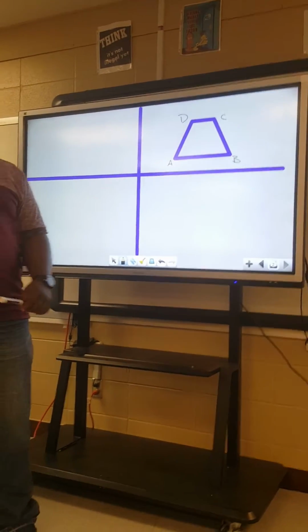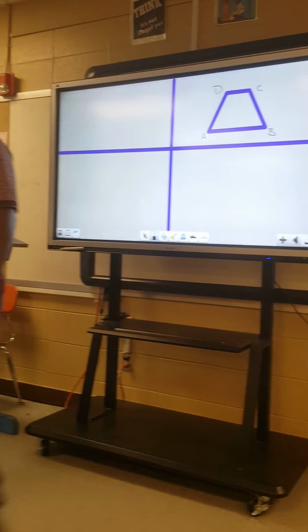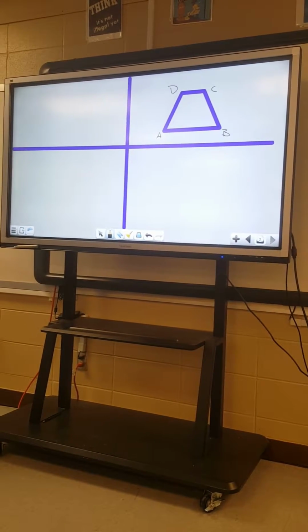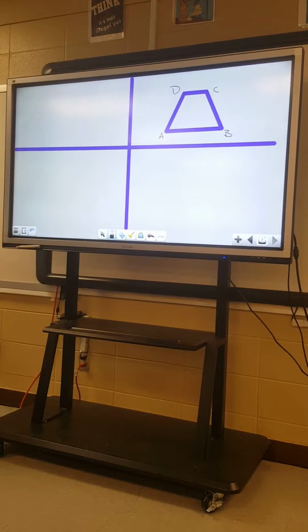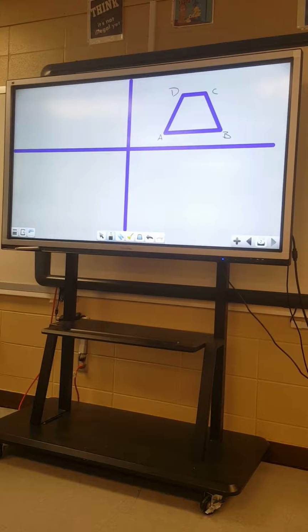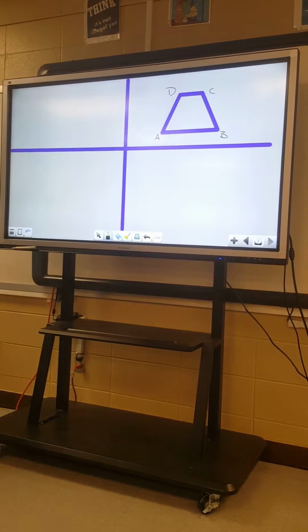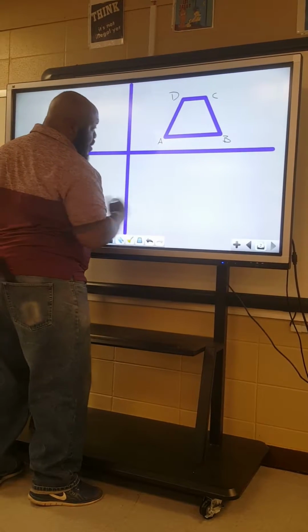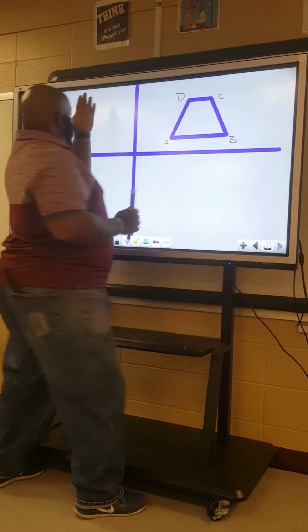Now I want to reflect figure ABCD across the y-axis. So which one is the y-axis? The y-axis goes what? What's the word for that? It's the V word. Vertical. It's vertical. All right. So now, instead of going from here, I'm going from here to here.